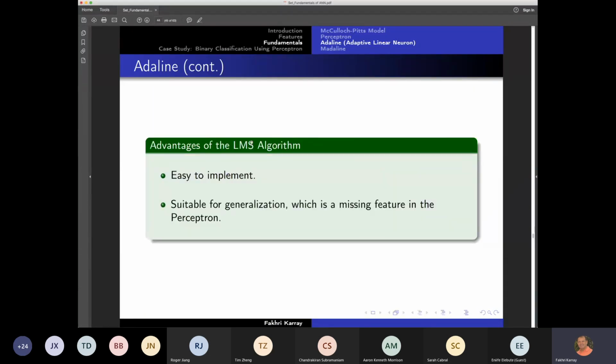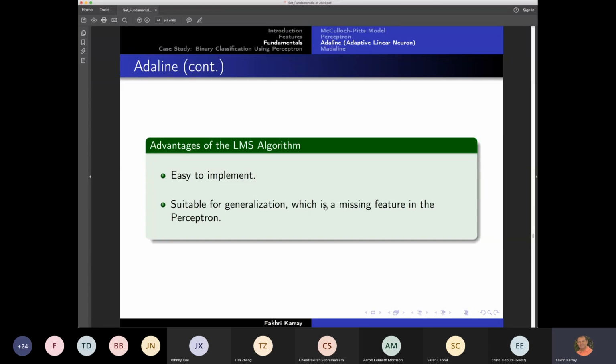The major advantages of the least mean square algorithm are easy implementation, because it is based on the gradient descent, or the optimization of the error. It is suitable for generalization. Why? Because it is going to provide us with the optimal boundary. It is going to provide us with the best possible boundary located between one particular component of the data and the other components, which is a missing feature in the perceptron.